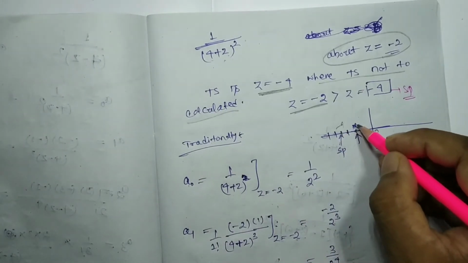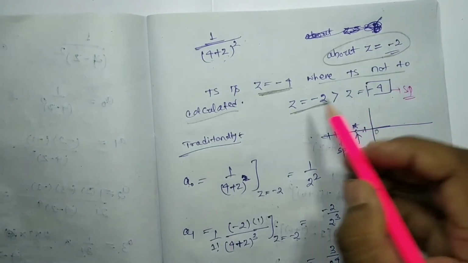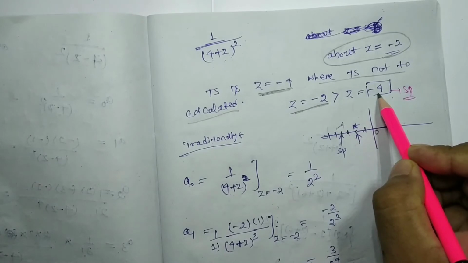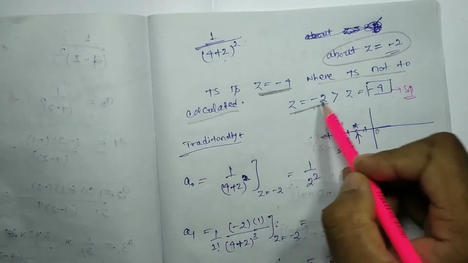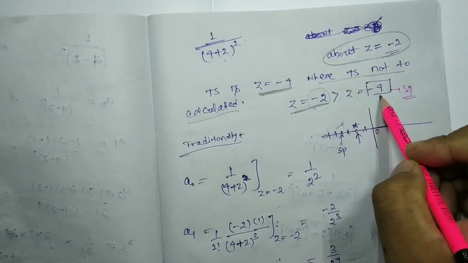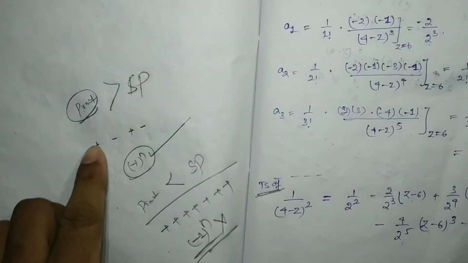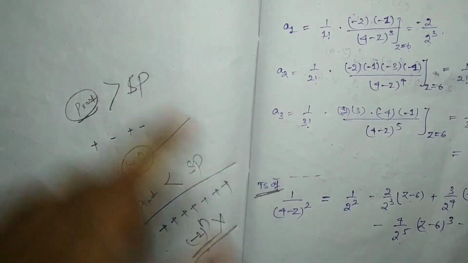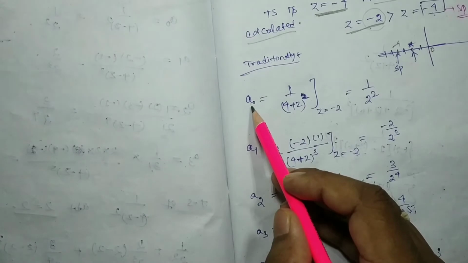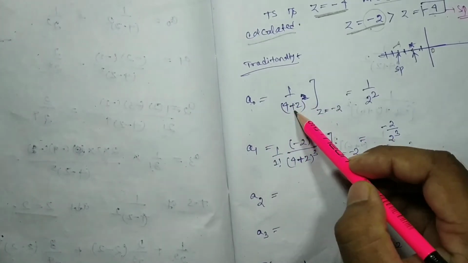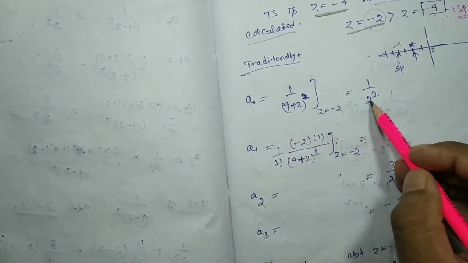Here I am going to try to find the Taylor series, and this is your minus 2. Minus 2 is always greater than minus 4. So if we find the Taylor series about a point which is greater than the singular point, then we are going to get plus and minus terms. Is it so? Let's verify. So traditionally you find a0. A0 means 1 by 4 plus z square, put z equal to minus 2. Minus 2 means 4 minus 2 is 2 to the power 2.